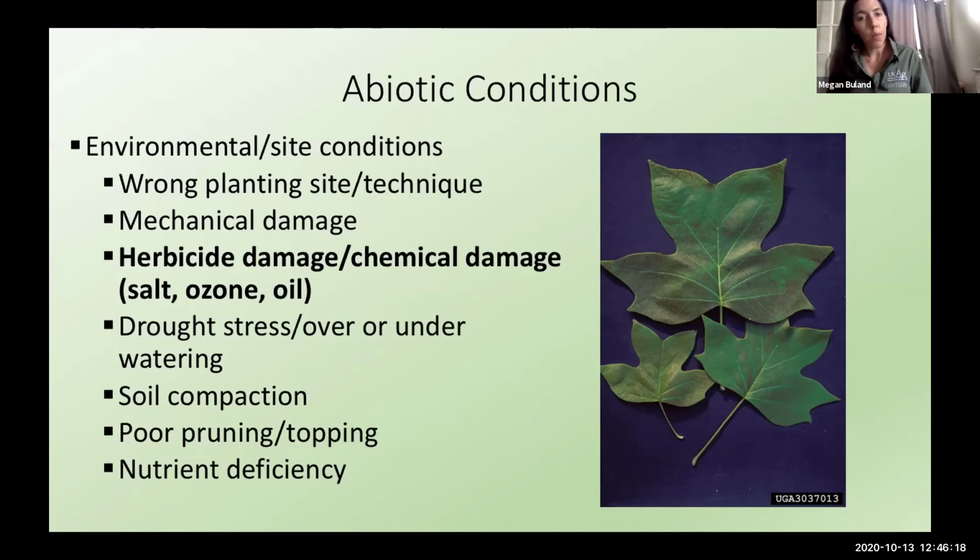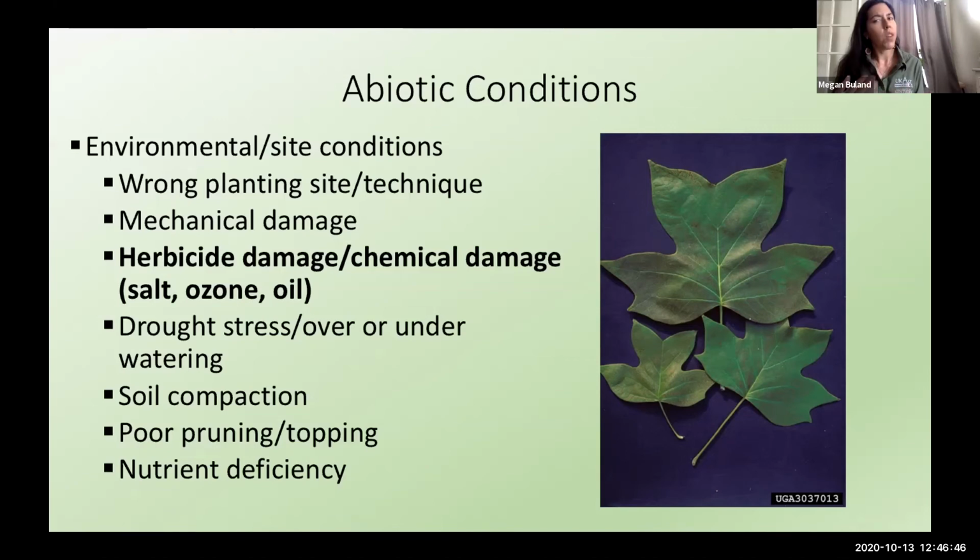We can sometimes see chemical damage in urban trees in the form of salt stress or maybe oil damage. Salt stress is more common in trees up north where they salt the roads a lot in the winter. Salt can really stress and damage trees. And in highly urban areas, places like Atlanta, Chicago, and really big cities like that, we tend to see a lot of ozone damage, which is what you're seeing on the leaves of the tulip poplar in this picture here.